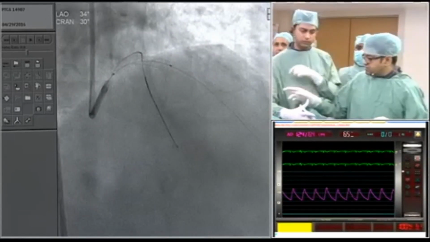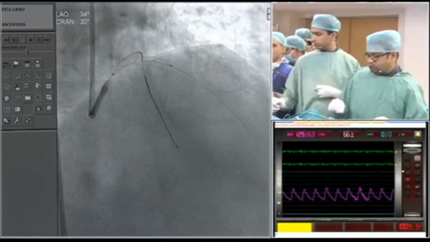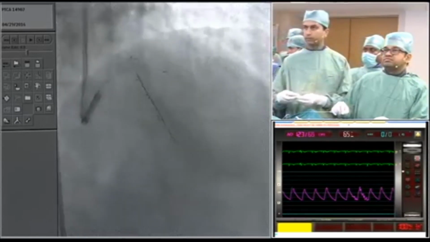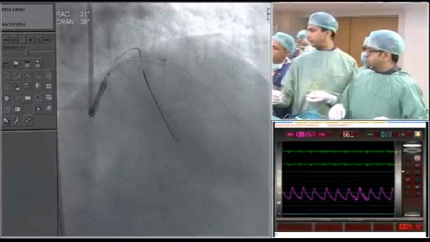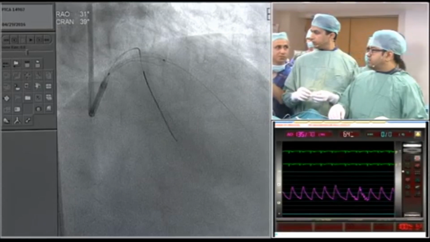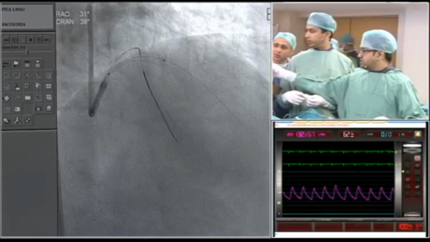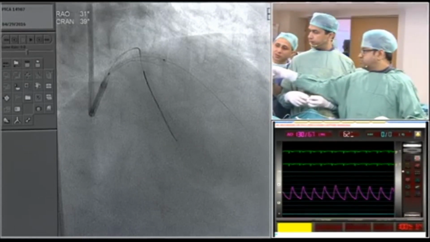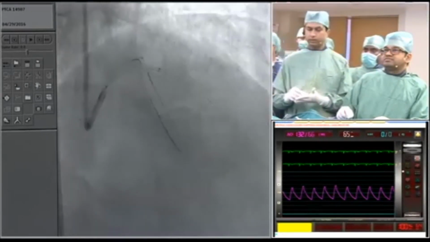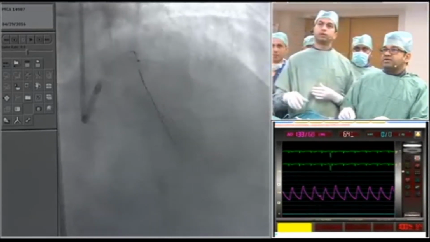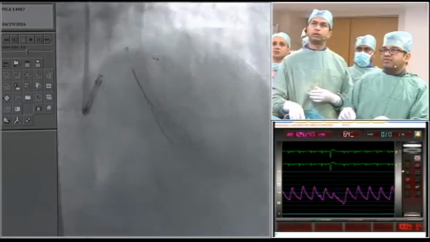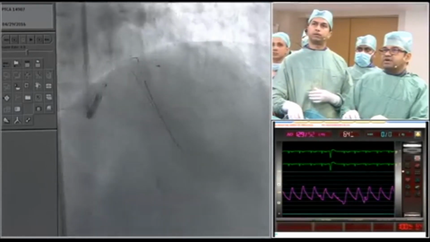So at 12, what is the size? Can we have the bar? 4.15. So at 16, it would go to 4.4. We'll withdraw it a little bit in the left main and do a slightly higher pressure. Okay, can you go to 16, please? 16 atmospheres. Okay, negative.